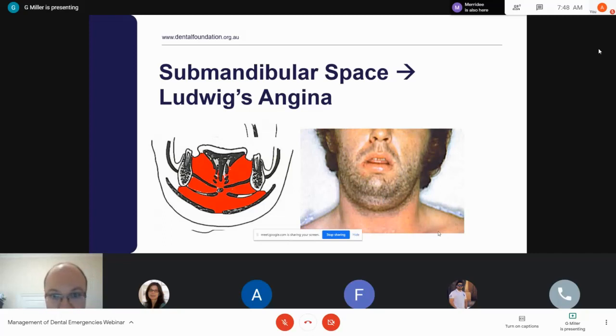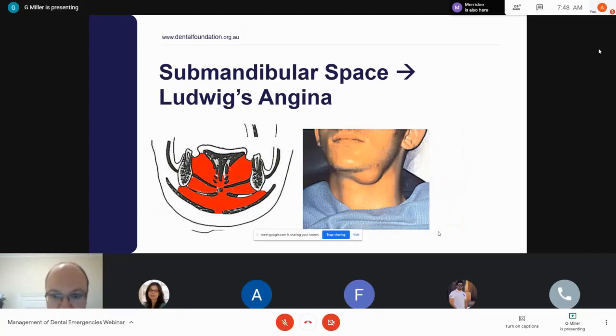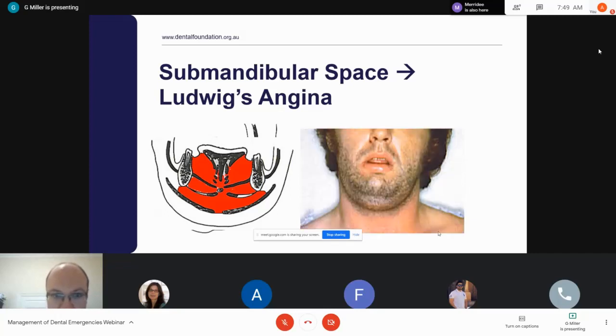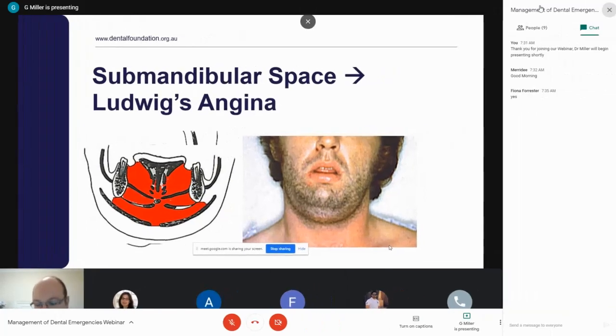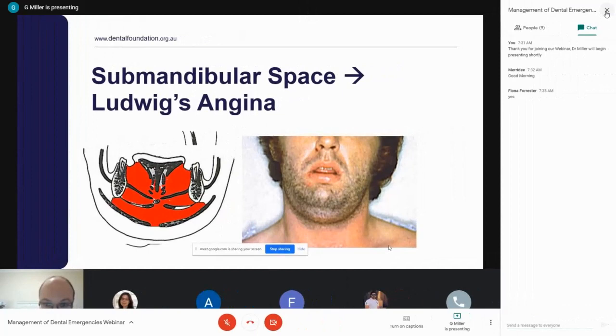And you can see here a case of Ludwig's angina as compared to the previous unilateral swelling. This is a bilateral swelling, and you can see that characteristic appearance of the mouth and lower jaw, which is unfortunately demonstrating a really significant infection.